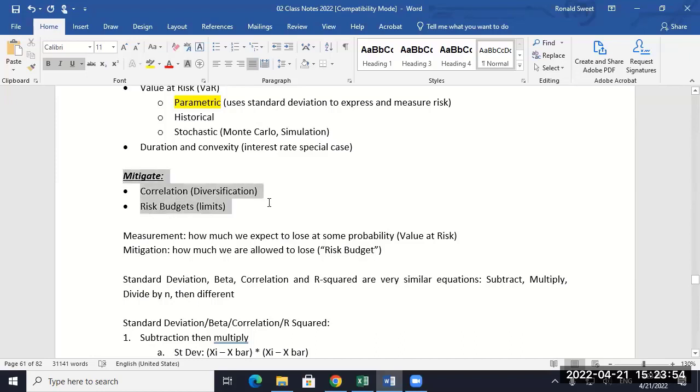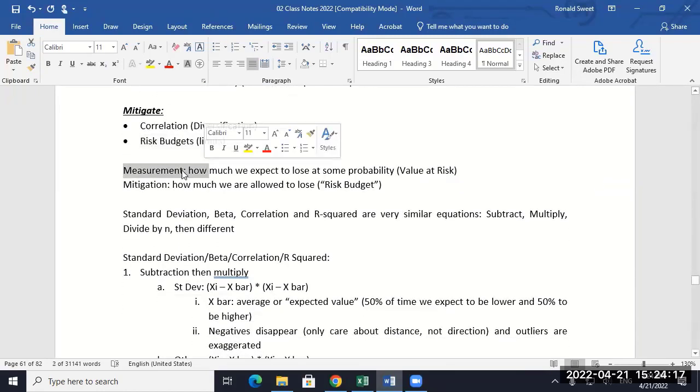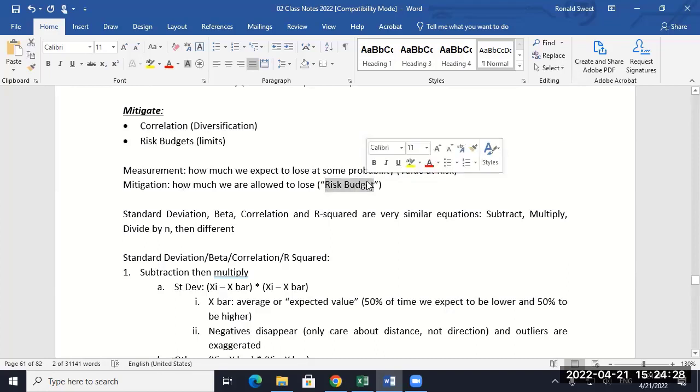But we're not going to do any mitigation in here. My risk management class actually does quite a bit of that with diversification and that kind of thing. A risk budget essentially says this is the amount you're allowed to lose. So if your analysis says you can lose more than that, you're going to have to go out and do something to reduce your risk. A risk budget just tells you your limits. So we're going to do measurement, how much you expect to lose. We're going to use value at risk for that. I'm going to give you a risk budget, and you're going to compare your value at risk to your risk budget. If your value at risk is greater than your risk budget, you've got a problem, you need to fix it. If your value at risk is less than your risk budget, you're in good shape. You don't have anything to worry about.